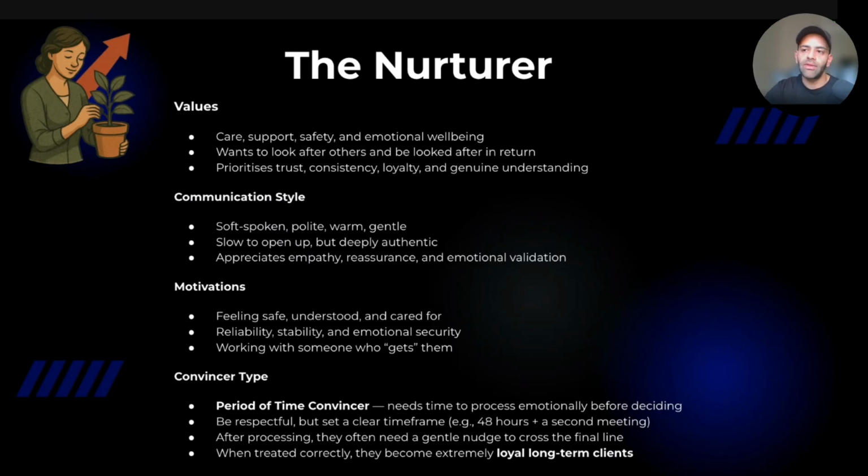Now, when we're talking about the convincer type, again, they are a period of time convincer. So this is different to the first two personality types, because the nurturer is on the left-hand side of the quadrant, meaning that they are going to be past focus. Therefore, they need some time to think about it. And also they're going to need some time to be convinced. They normally need to process this from an emotional standpoint. Typically, it's going to be around about 48 hours. I know logically it doesn't make sense, but this is just how it works with this personality type.